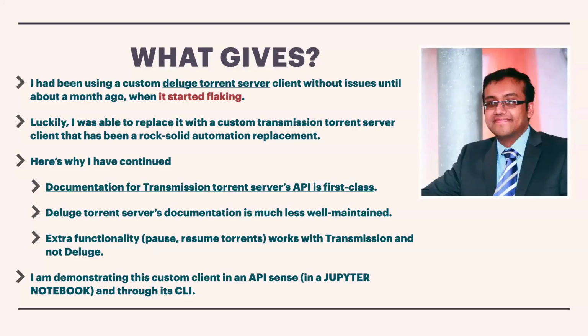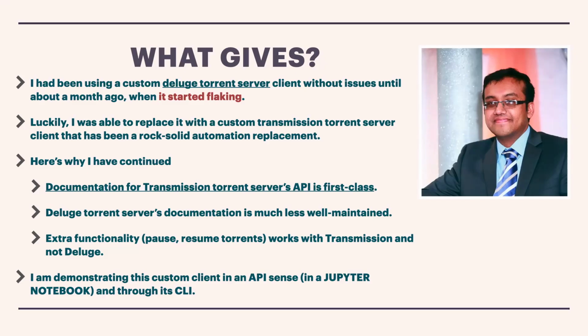So what gives? Why did I do this, or what brought about this mini lecture? Until a few weeks ago, or maybe closer to a month and a half ago, my standard go-to torrent server, which is called Deluge, was crapping out. It just wasn't working. I was submitting torrents to it, and they were just not downloading. I couldn't figure out why.